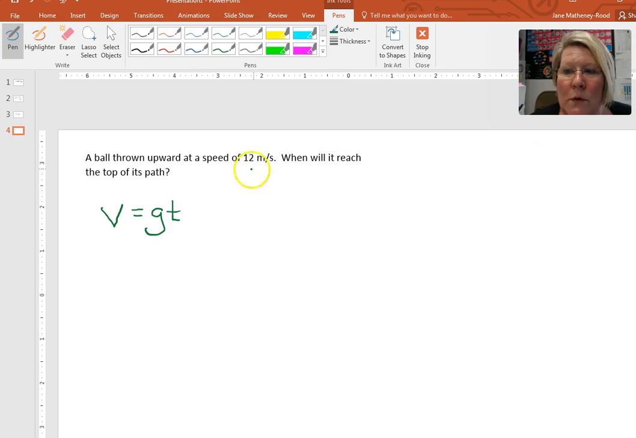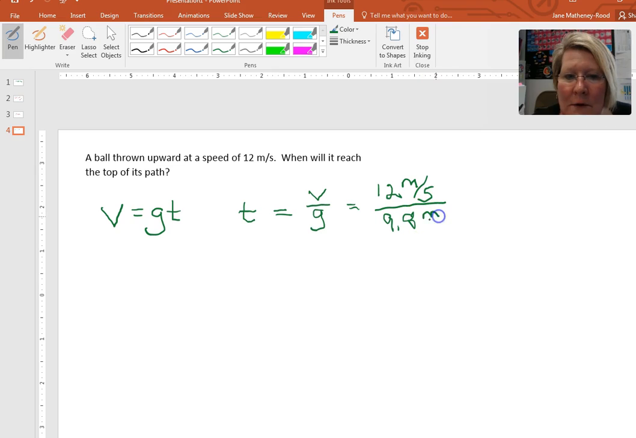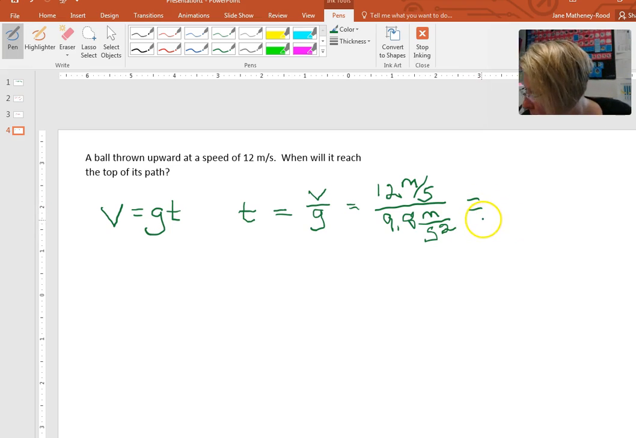When will it reach the top of its path? How much time does it take? That's what we're solving for. If we rearrange and solve for time, time is equal to the speed divided by gravity. Simple calculation. Our speed in the problem is 12 meters per second, and gravity is 9.8 meters per second squared. Crunch that out on your calculator, and we get an answer of 1.2 seconds.